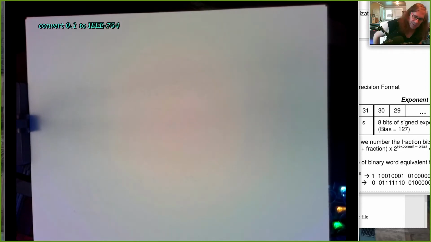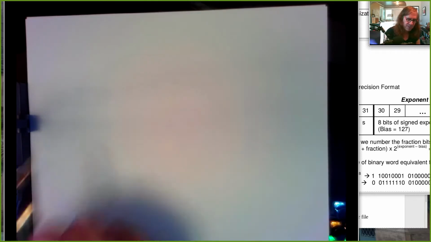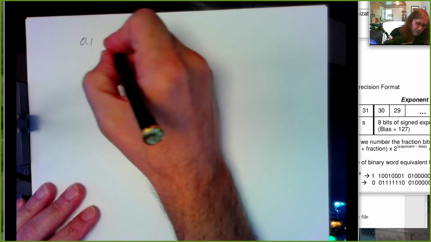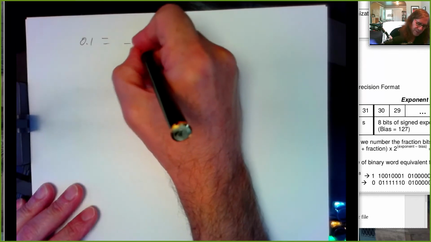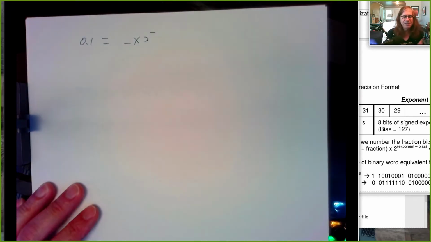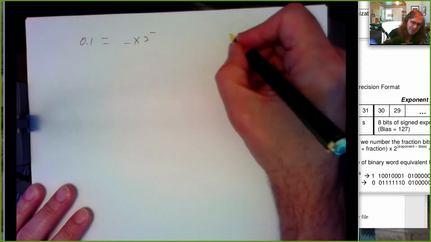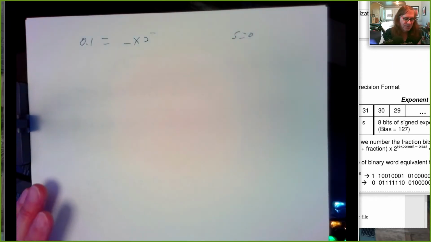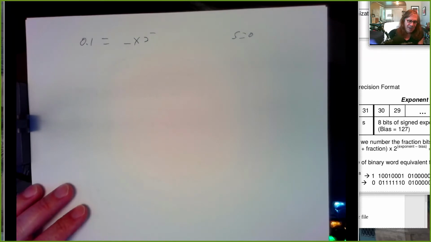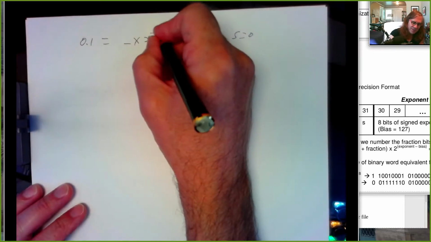Let's write 0.1 in single precision floating point format using IEEE 754. So I'm going to write 0.1 equals something times 2 to the something. It's a positive number, so we know what the sign bit's going to be. The sign bit's going to be a 0 because it's positive. And we want to write it as something times 2 to the something.